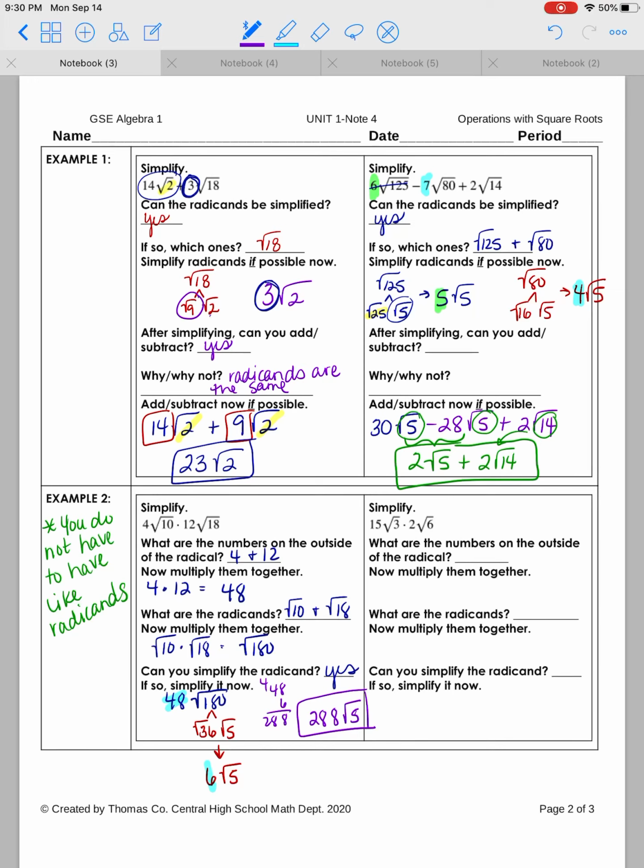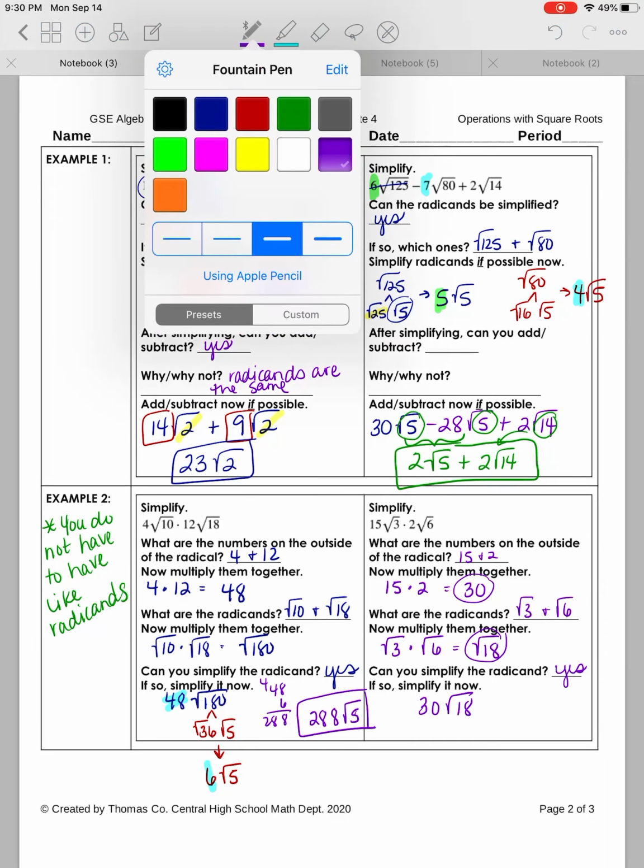Okay, the next example. 15 square roots of 3 times 2 square roots of 6. So my numbers on the outside are 15 and 2. So I'm going to multiply those. 15 times 2 gives me 30. My radicands are the square root of 3 and the square root of 6. Since I'm multiplying, I can multiply those. Square root of 3 times the square root of 6 will give me the square root of 18. Can the square root of 18 be simplified? It sure can. So I'm going to have 30 square roots of 18.